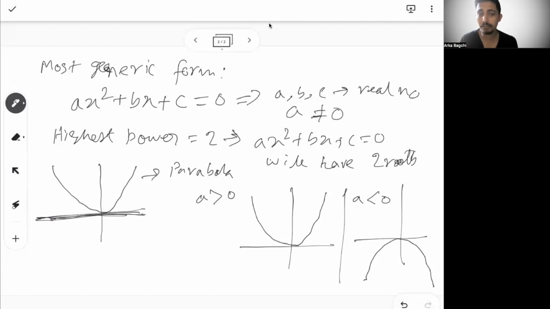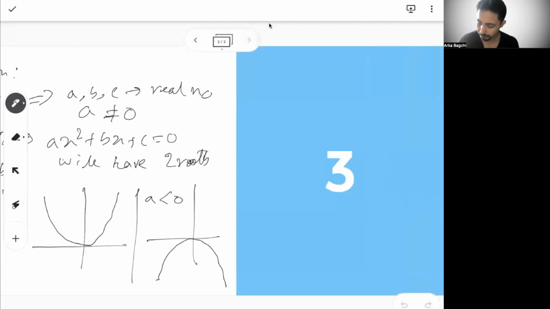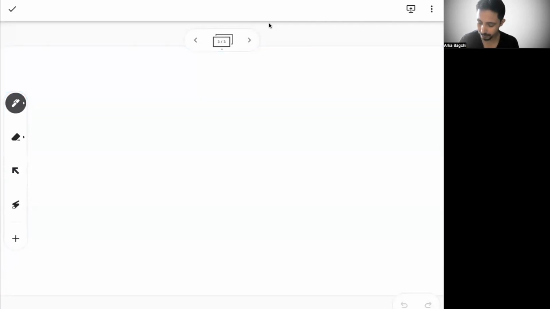So that's where a is basically the coefficient of x square. If x square is positive, it will become an upward parabola. If x square is negative, it will become a downward parabola. Let's make it with an example. So let's say x square minus 10x plus 16 equal to 0.